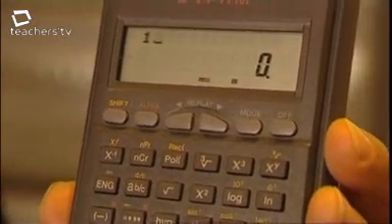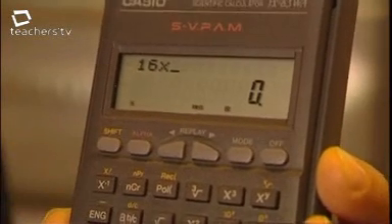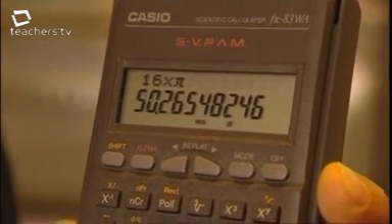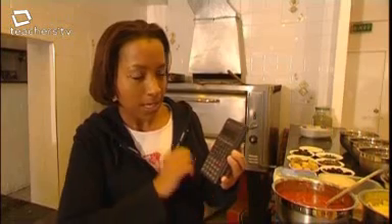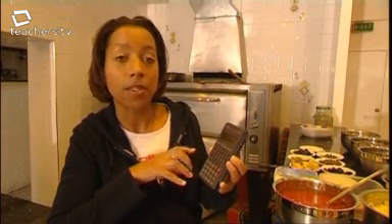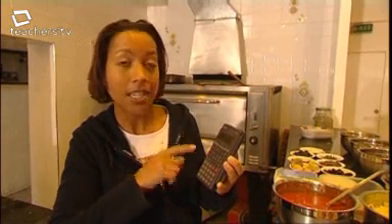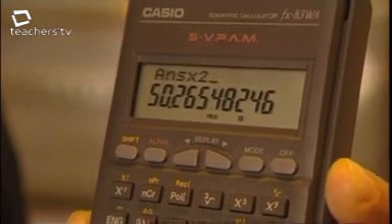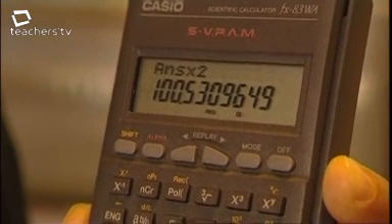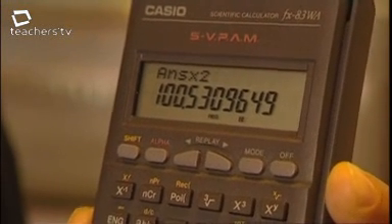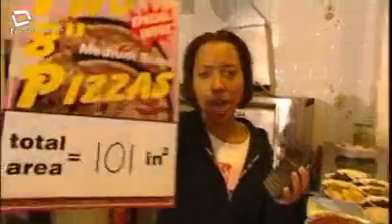4 squared is 16, multiplied by pi is 50.26548246. Now, there's no point rounding this number yet because I've still got more calculating to do. I need to multiply it by 2 because there are 2 pizzas. And that gives a total area of 101 square inches. That's rounded to the nearest square inch. Beat that, Mr. Stocks.